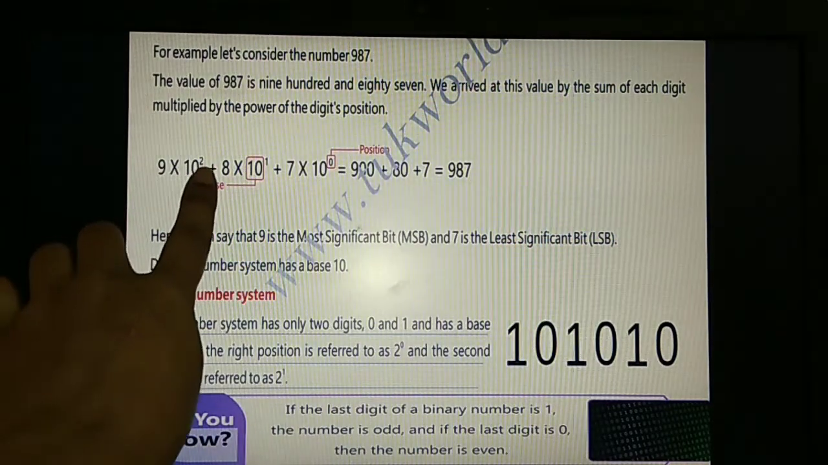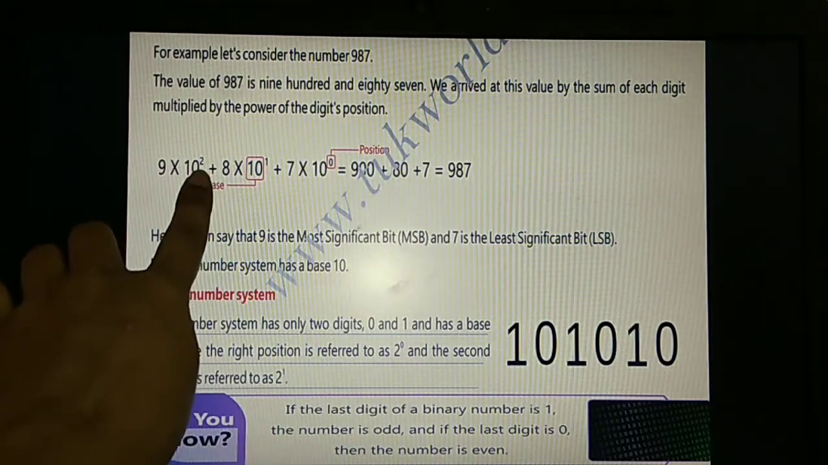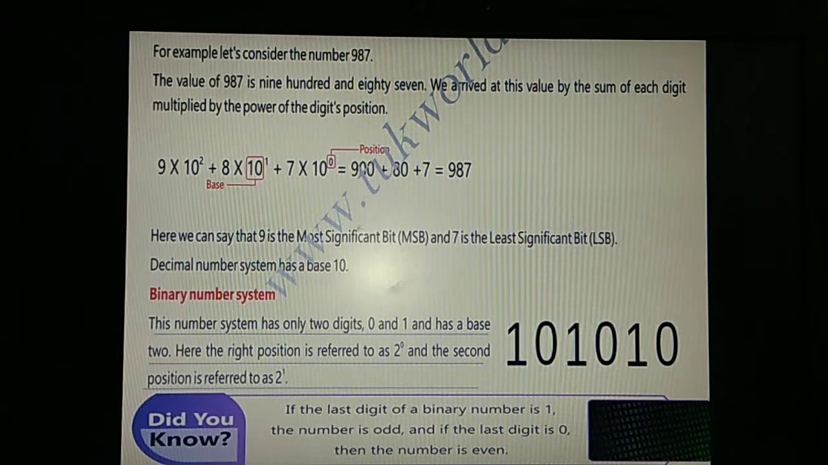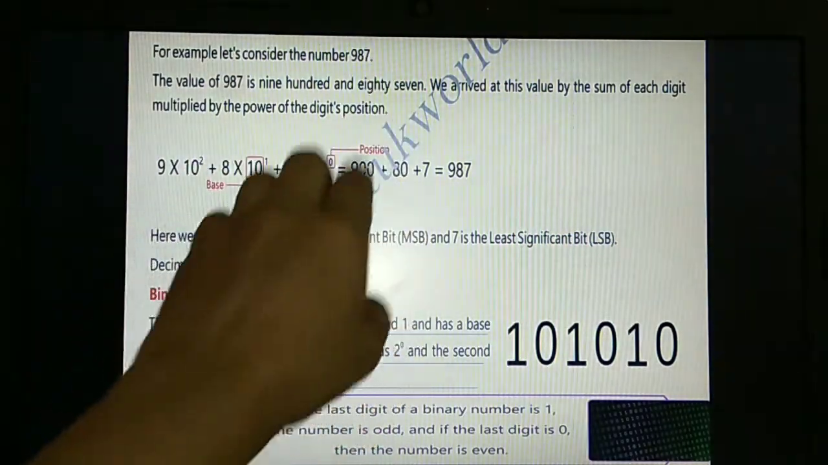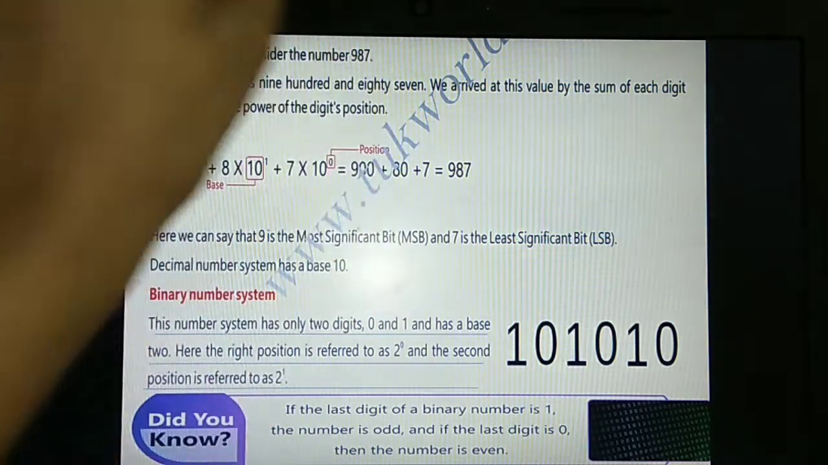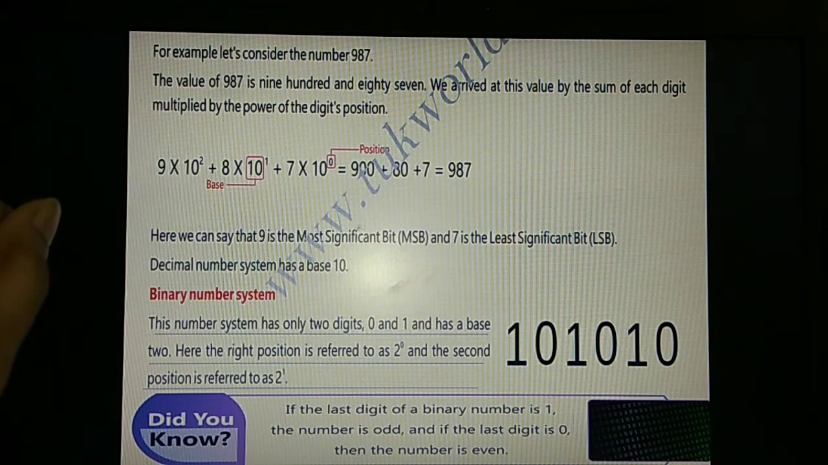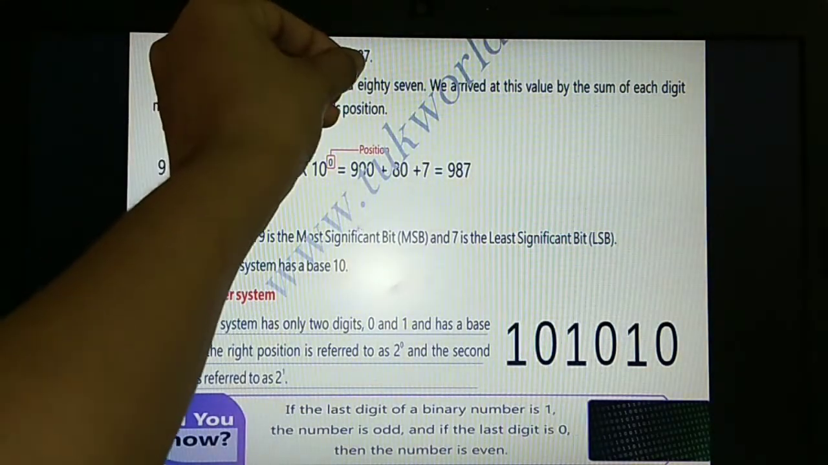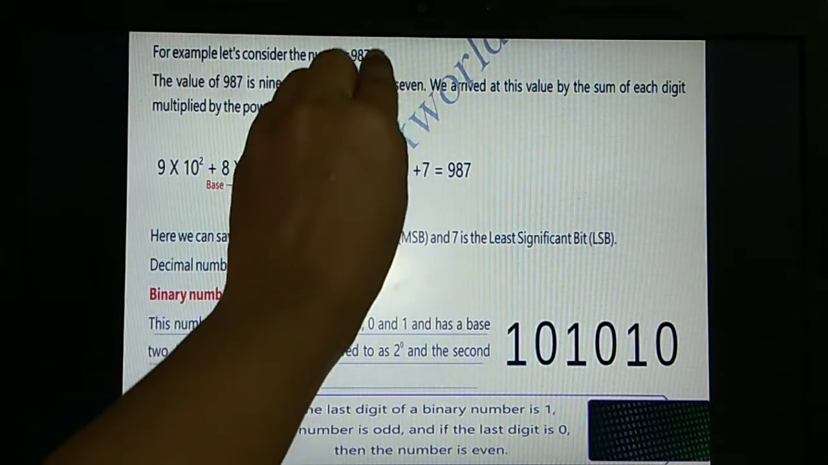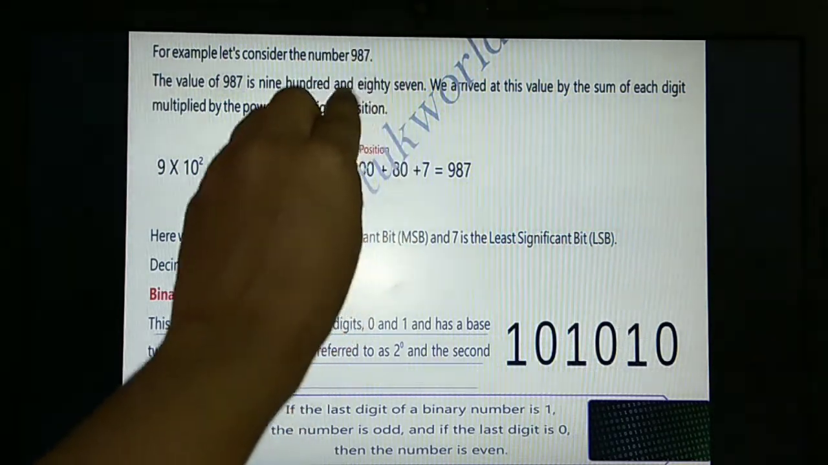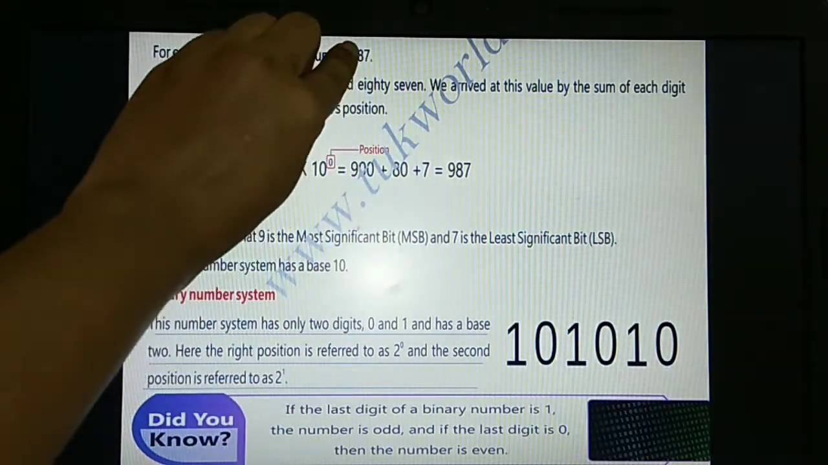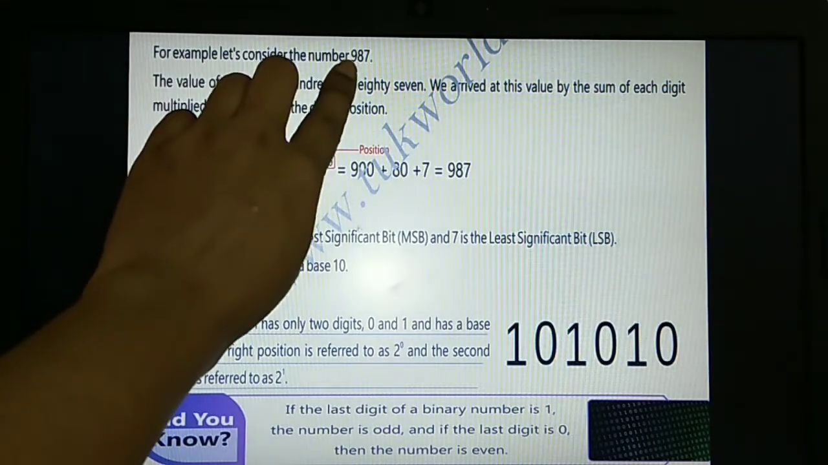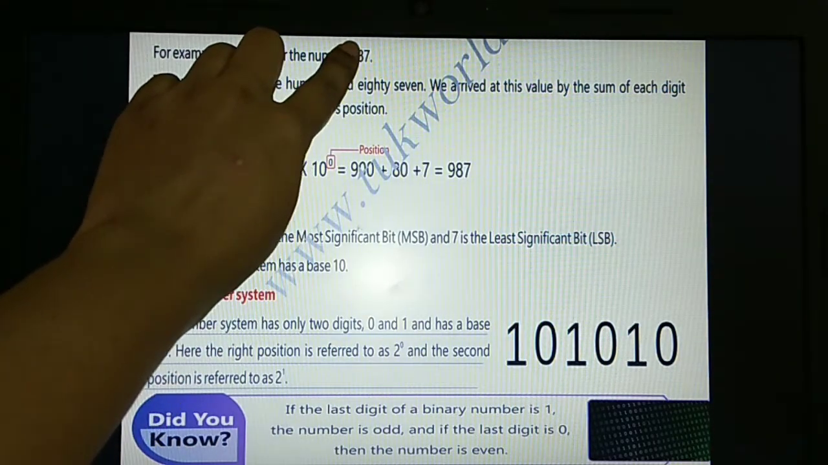You may be thinking, how did this come as raised 2? You are supposed to count how many digits are there in your value. 1, 2, 3, three digits. Always start counting the position from 0. So 7 consists the position called 0, 8 consists the position called 1, and 9 consists the position called 2.